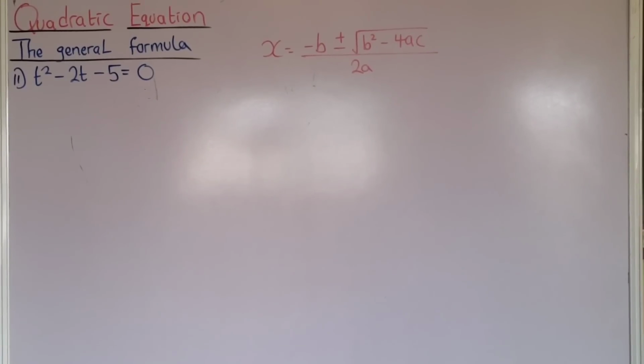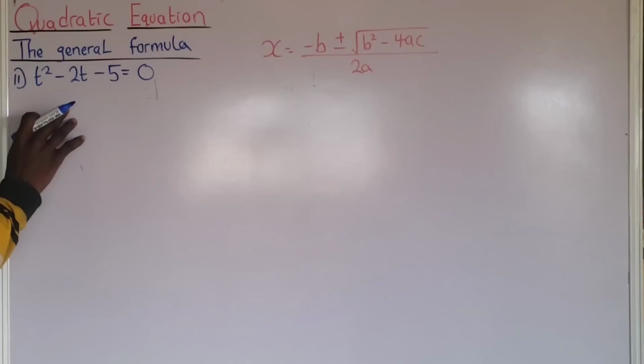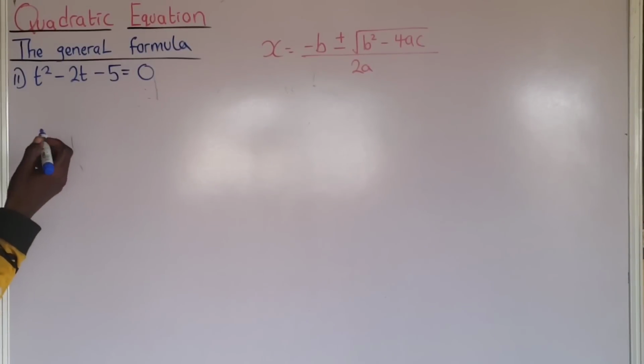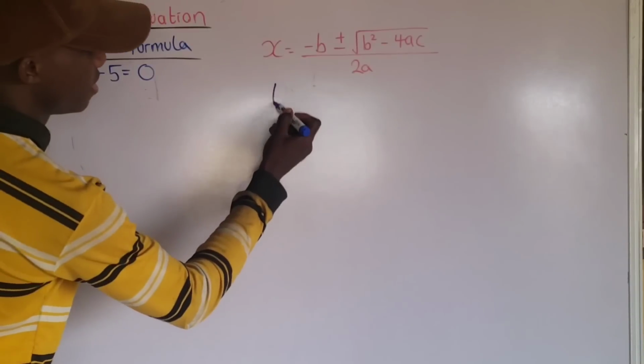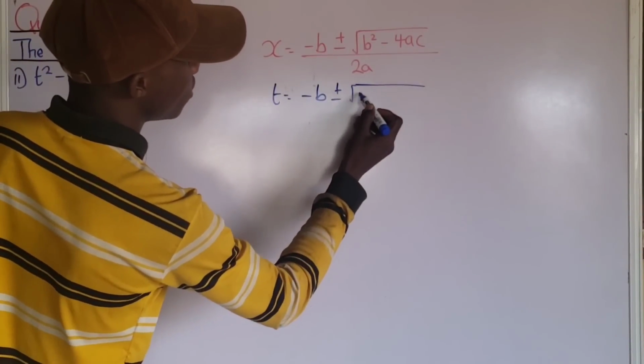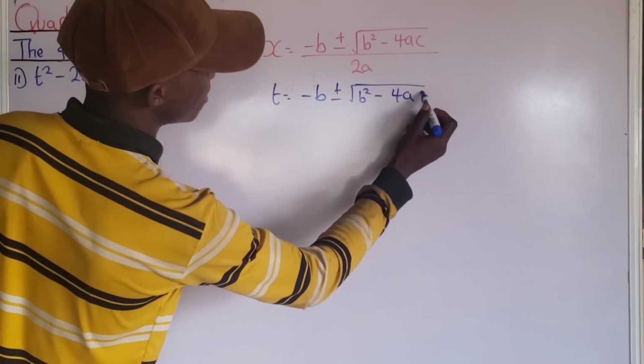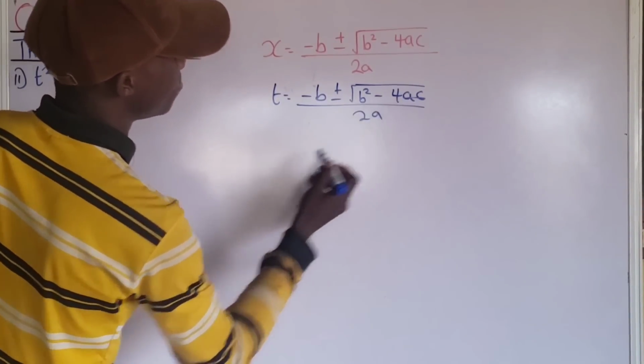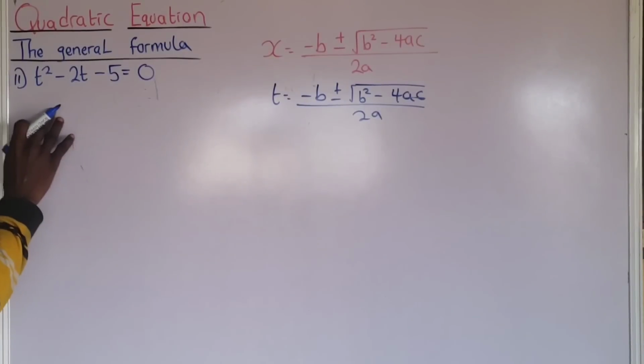We are asked to solve for the value of t in the quadratic equation t squared minus 2t minus 5 equals 0. Okay? Now, I want you to pay attention. You can see that we are given t in the quadratic equation, we are not given x. So the quadratic formula becomes like this: t is equal to minus b plus or minus the square root of b squared minus 4ac all over 2a, because we are asked to solve for the value of t, not the value of x.